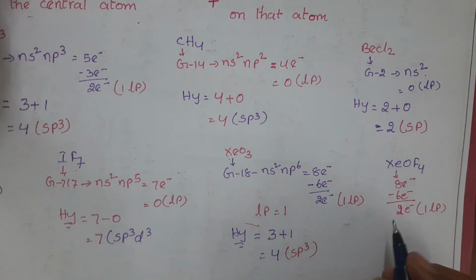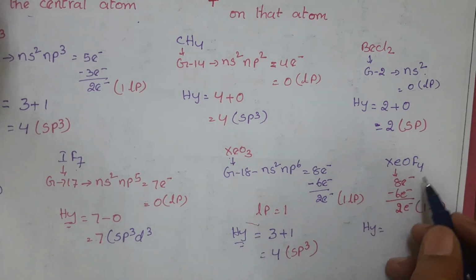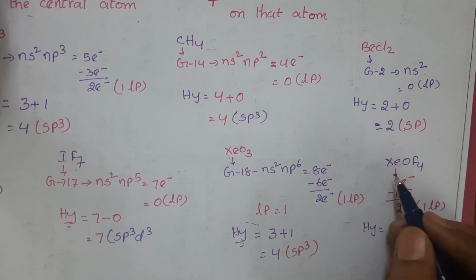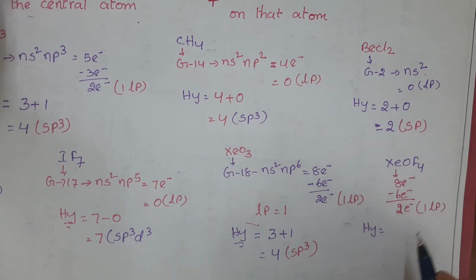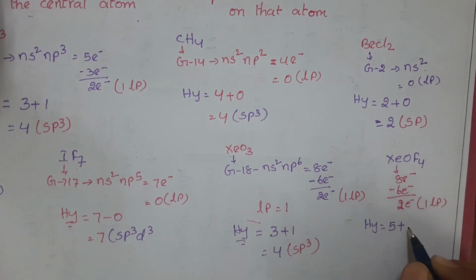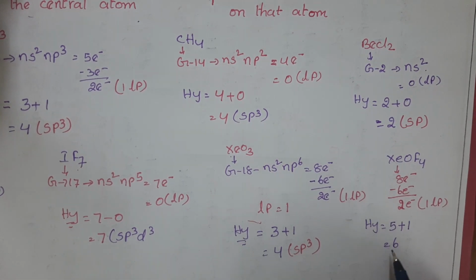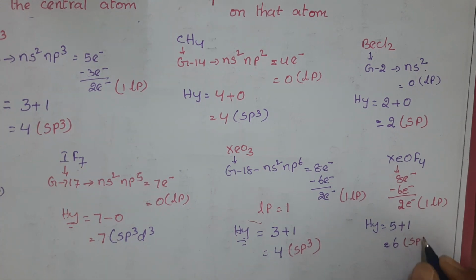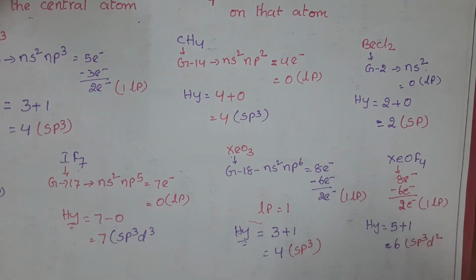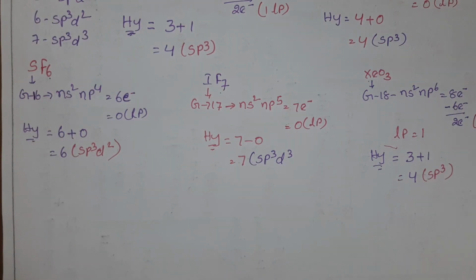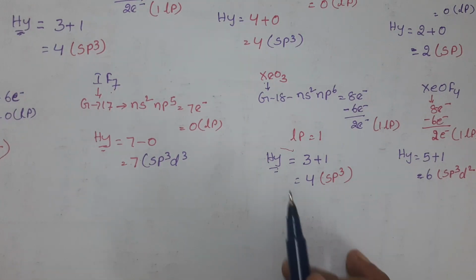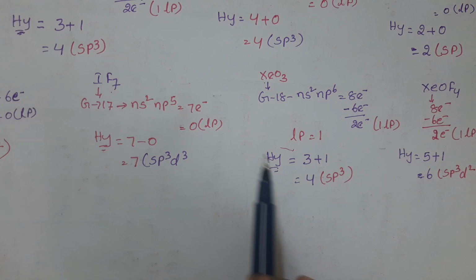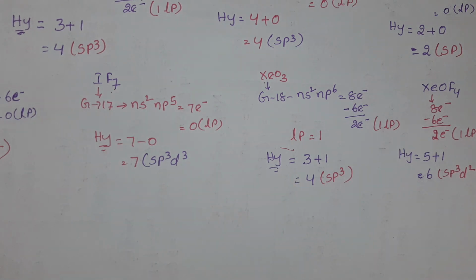Now hybridization equals the number of atoms attached to xenon, 4 plus 1 is 5, plus lone pairs 1, which is 6. 6 is sp3d2. In this way we can calculate hybridization if a compound contains double bonds.